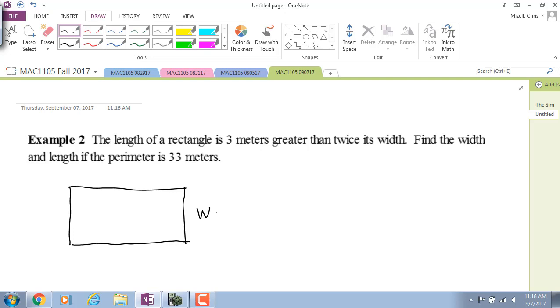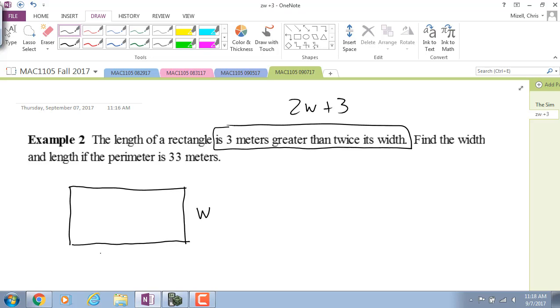And the length then, if we're taking the one variable approach to this, the length ought to be expressible in terms of the width. The length is 3 meters greater than twice the width. Twice the width would be 2w. A quantity that's 3 units greater than that would be what? 2w plus 3. So let's go with 2w plus 3 for the length.